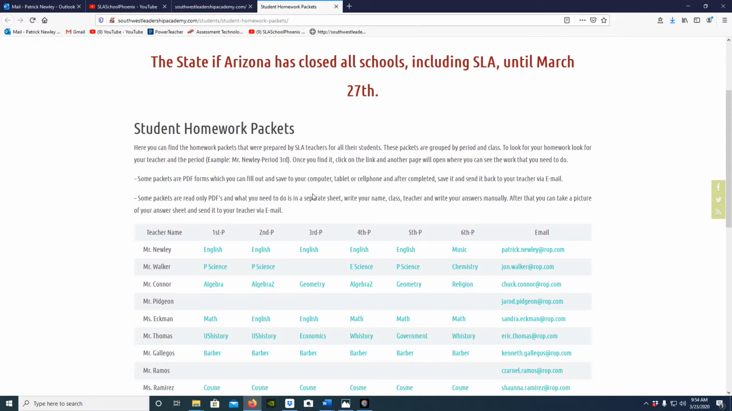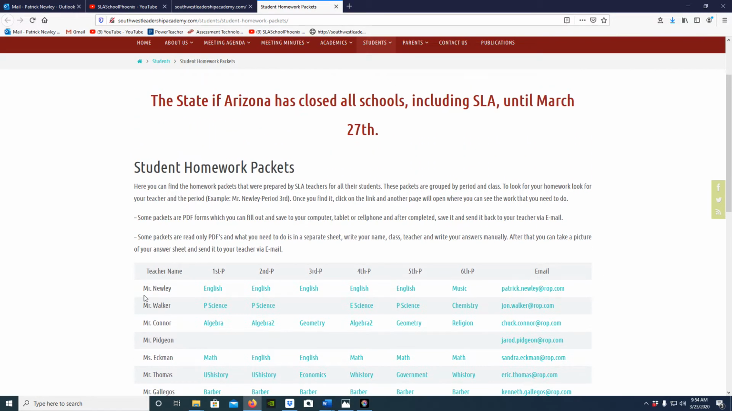But most of my assignments here are in PDF files, which means you will either need to take a picture of it, then you can answer the questions on a separate sheet of paper, write your name, the class that you're in, the teacher, and then after you write your answers, you can take a picture of this and you can send it to my email. So most of you already have my Gmail, patnewley@gmail.com. You can send your work there or to this email, patrick.newley@rop.com, because they are both linked together and I receive everything.